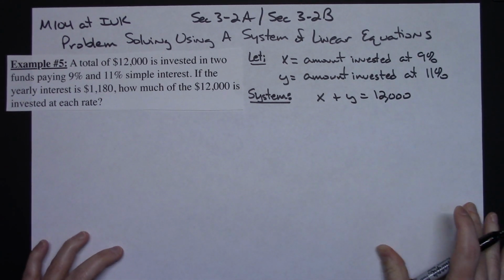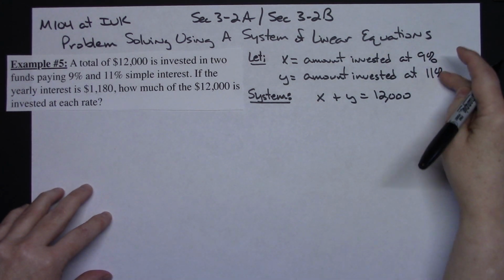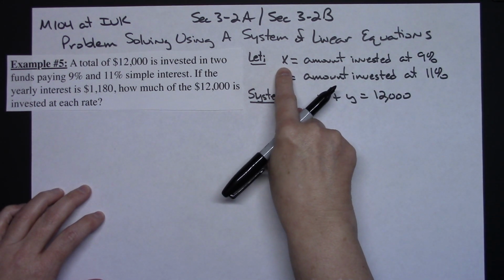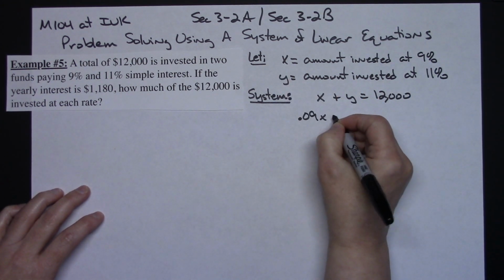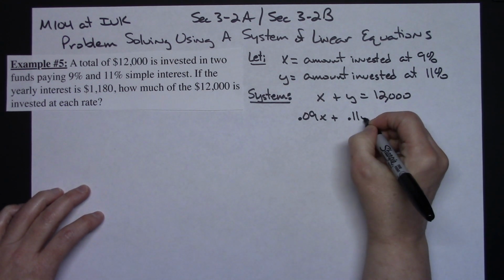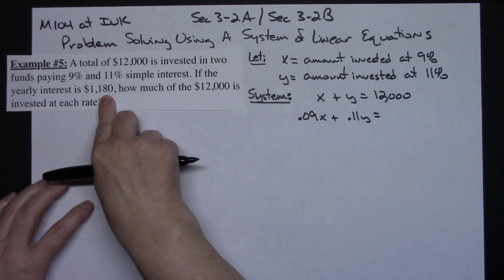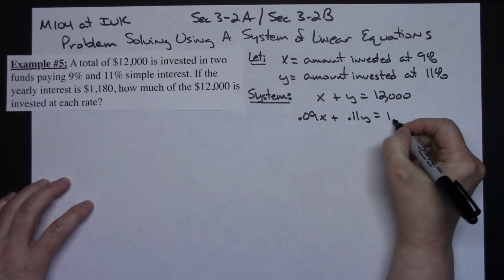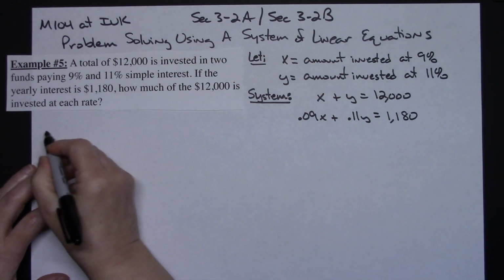Okay, our second equation then is going to have to include each investment and the interest earned. So that's where we're going to take into consideration these percents. The amount invested at 9%, so 0.09 times x. The amount invested at y is at the 11%, so change it to a decimal, 0.11y. And then on the last one, it is if the yearly interest is $1,180. Okay, so that's how much my total interest is going to be, $1,180. So then now I have a system of equations.